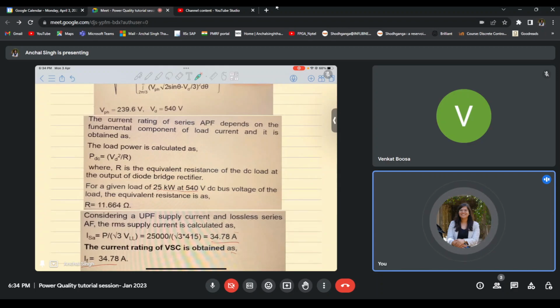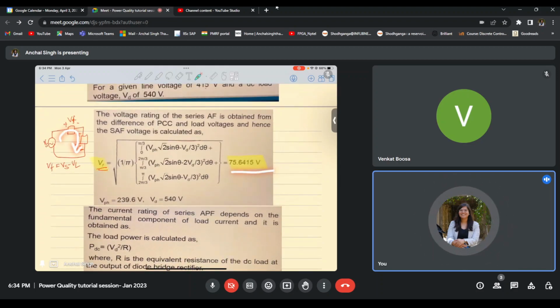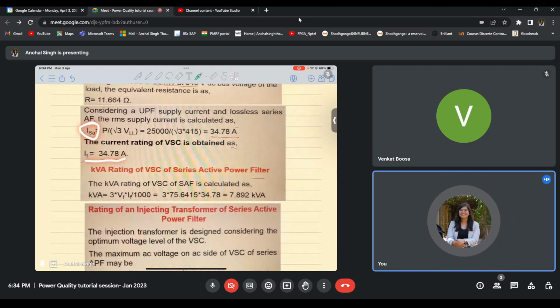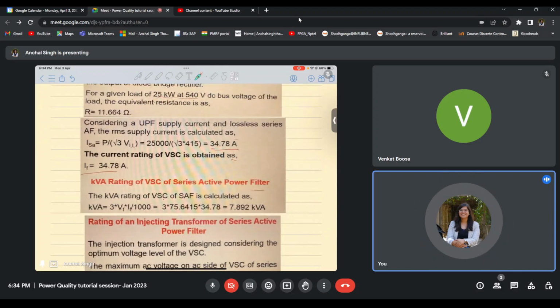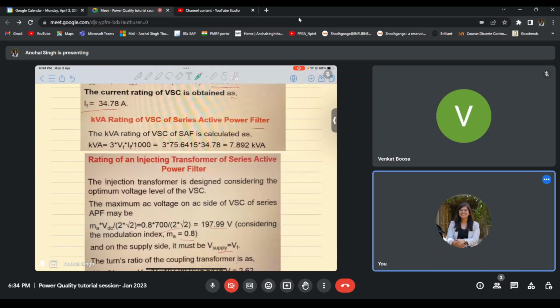Now, in order to find the value of the line current, since it's a series circuit, the load current will also be equal to the current that will flow through our active series filter. And since it's a series circuit, we calculate the load power from somewhere, and based on the load power, we can calculate the value of the supply current. This supply current will also be equal to the current rating of the filter. And from this current rating of the filter, IF, and the voltage rating of the active series filter, we can find out the kVA rating of our active series filter.